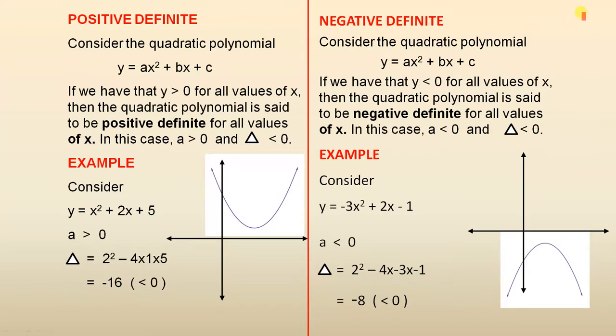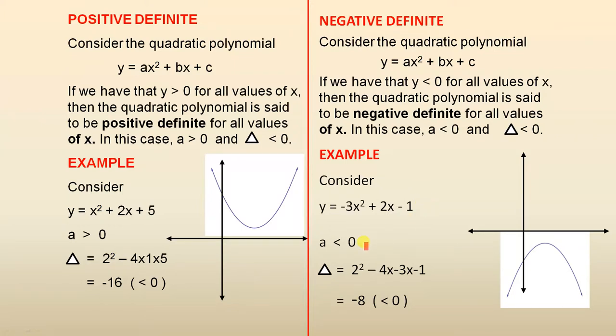Negative definite. Consider the quadratic polynomial, again, the general form. If we have that y is less than 0 for all values of x, then the quadratic polynomial is said to be negative definite for all values of x. In this case, a is less than 0 and the discriminant is less than 0. For example, let's consider this function here.